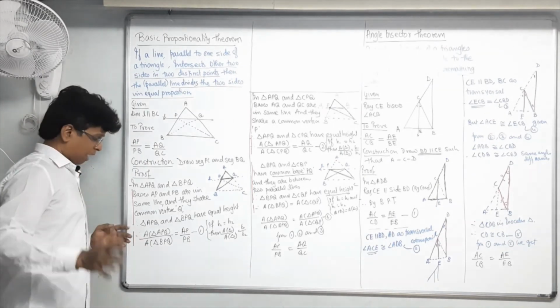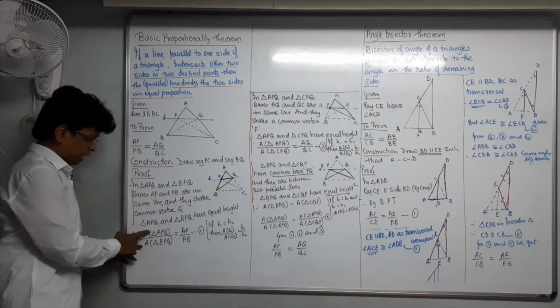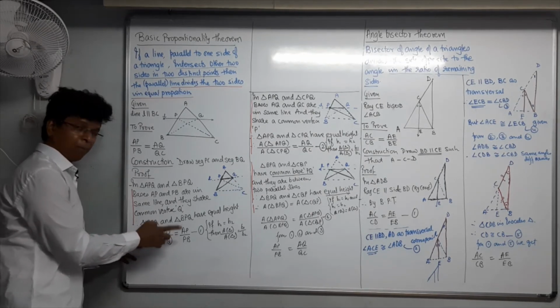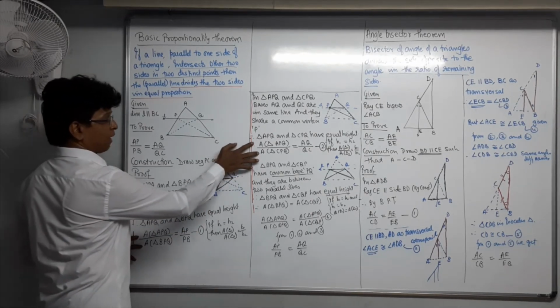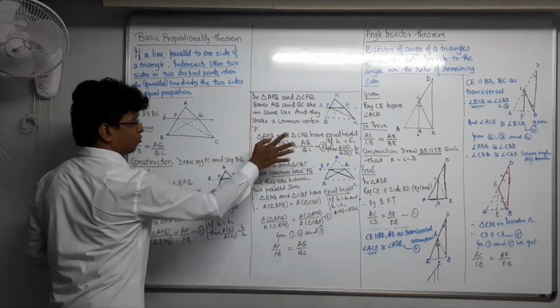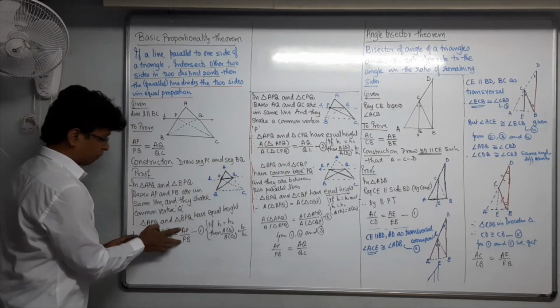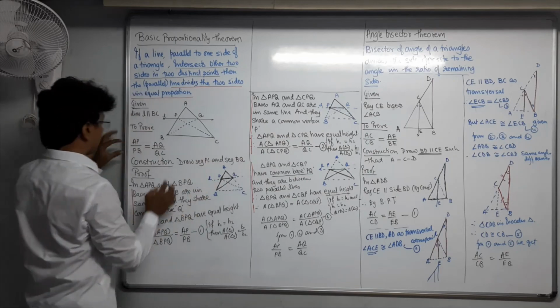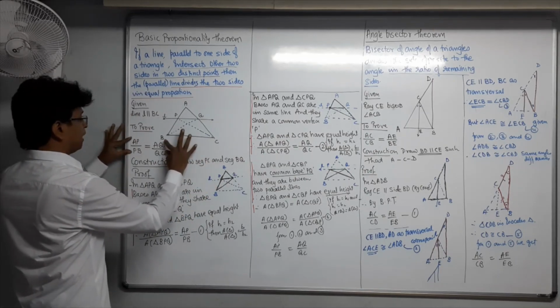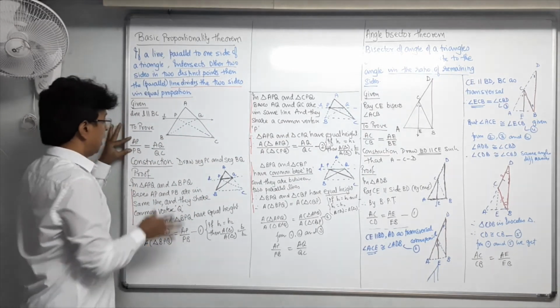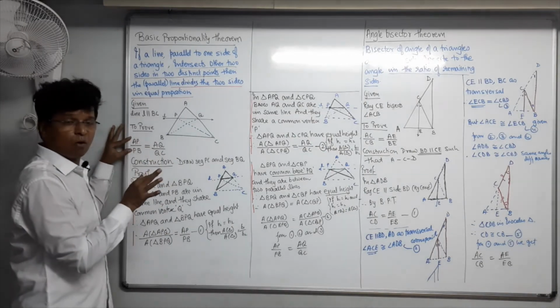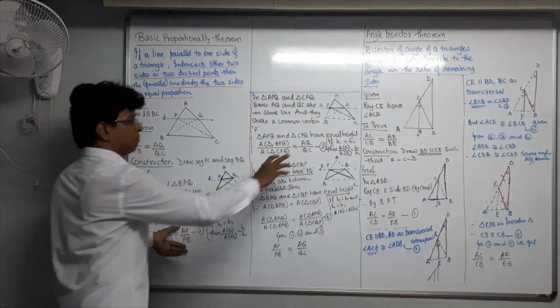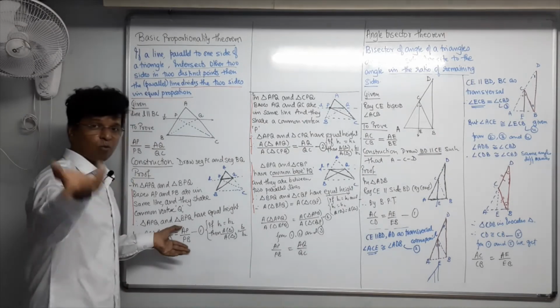I repeat, I get this equation: area of triangle APQ upon area of triangle BPQ is equal to AP upon PB. And here I get area of triangle APQ upon area of triangle CPQ is equal to AQ upon QC. Now I see that AP upon PB and AQ upon QC are over here as they are. If I have to show AP upon PB is equal to AQ upon QC, my question has changed.